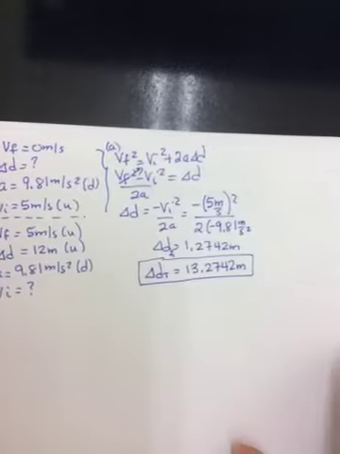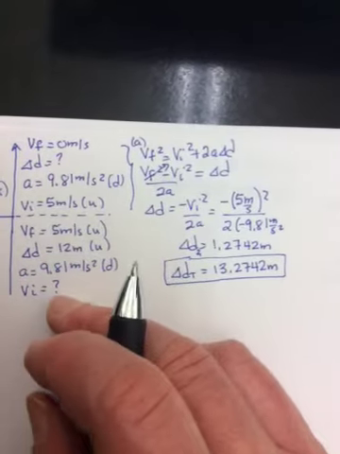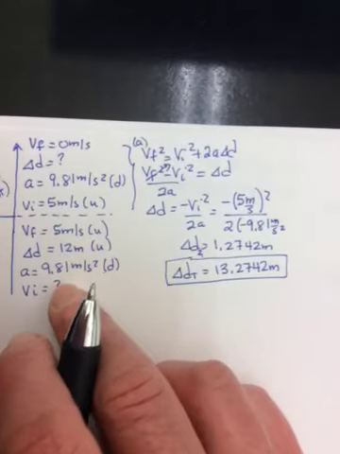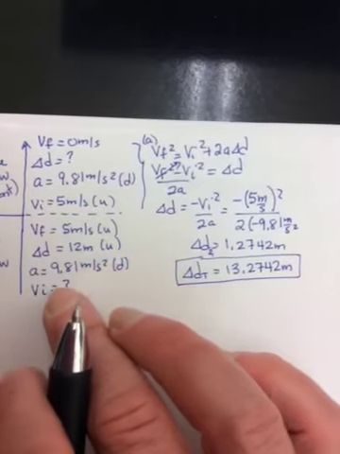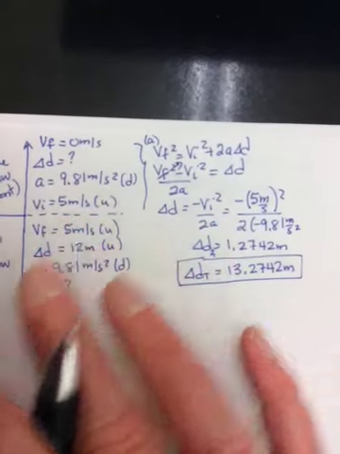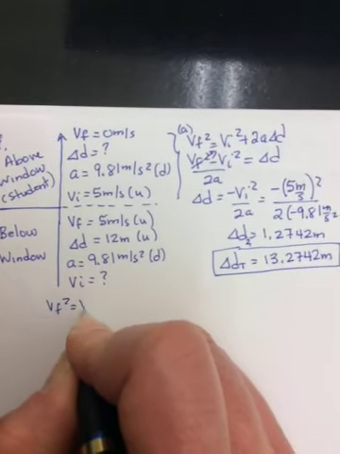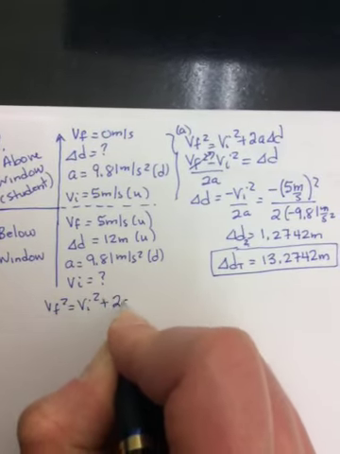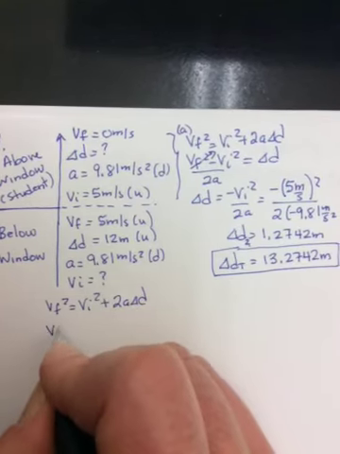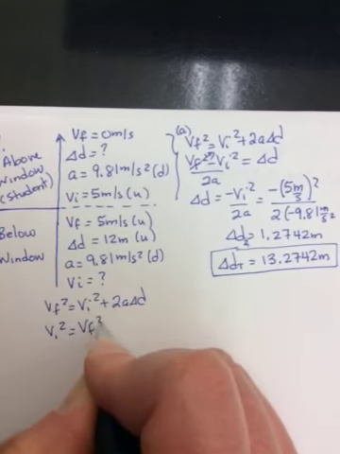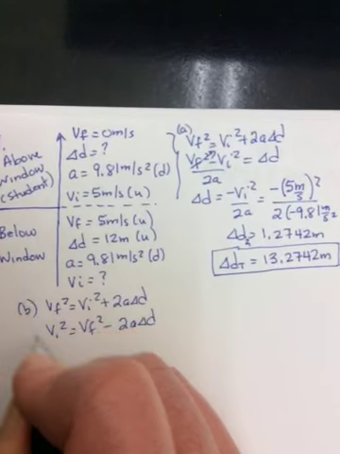B says, how long is it in the air? So we don't know the time for either section, so we could find our VI down here, because look at what you're given. You can find your VI if you have A, delta D, and VF. So you can do VF squared equals VI squared plus 2A delta D. And we can solve for VI. So VI squared will equal VF squared minus 2A delta D. So this is part B.